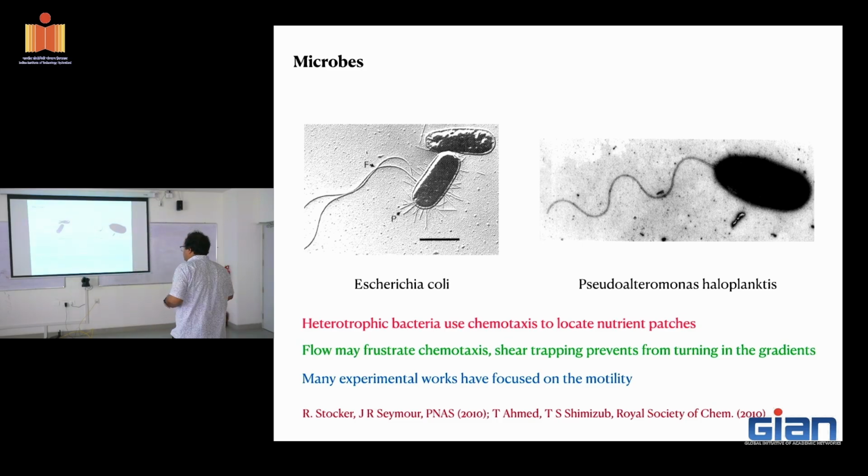So flow may frustrate chemotaxis, or there can be a shear trapping, if you know shear flows, which can prevent these bacteria from turning in some gradients. In the past, many experimental works have focused on the motility of these organisms. You can look at some of these examples.